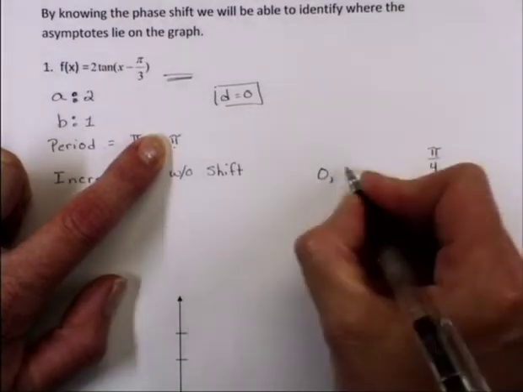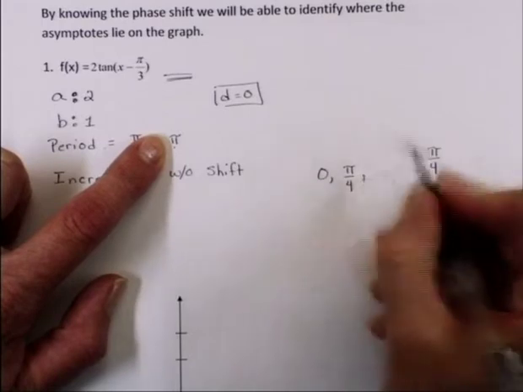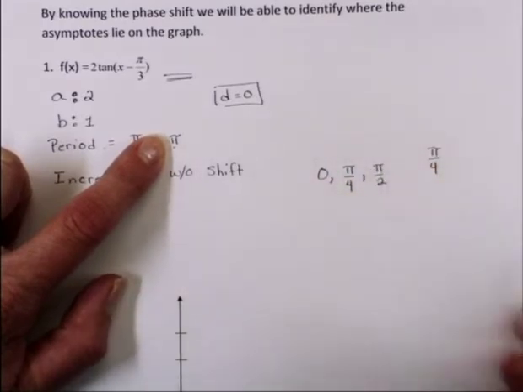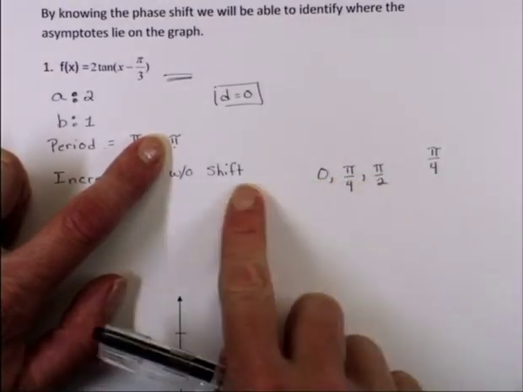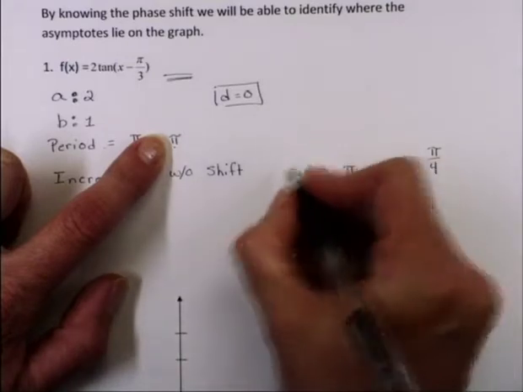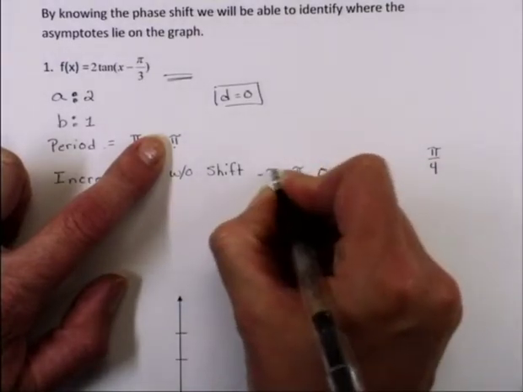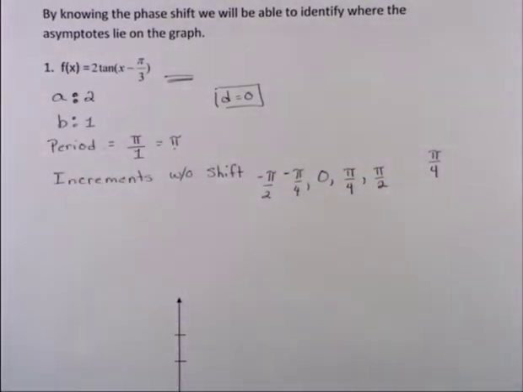So at 0, the next one to the right would be pi over 4, and then 2 pi over 4 or pi over 2. Then the other side, instead of continuing to go up, now I'm going to catch it to the left of 0, so negative pi over 4 and negative pi over 2. That way I'll get a complete cycle captured at one time.